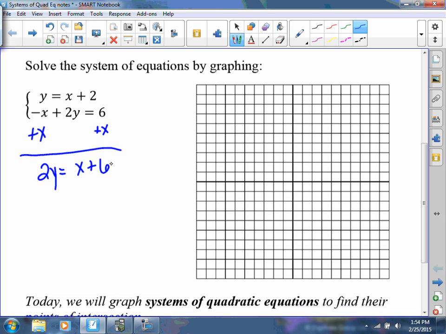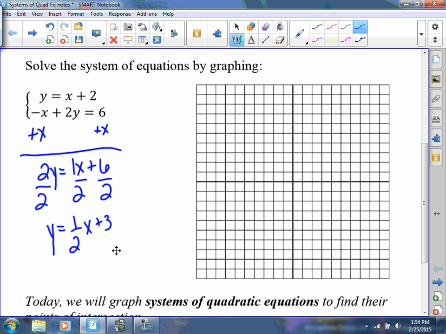Remember, we like the x term to come first. And then I have to divide everything by 2. Now remember, there's a little invisible 1 in front of the x there. So this will be y equals 1/2 x plus 3.